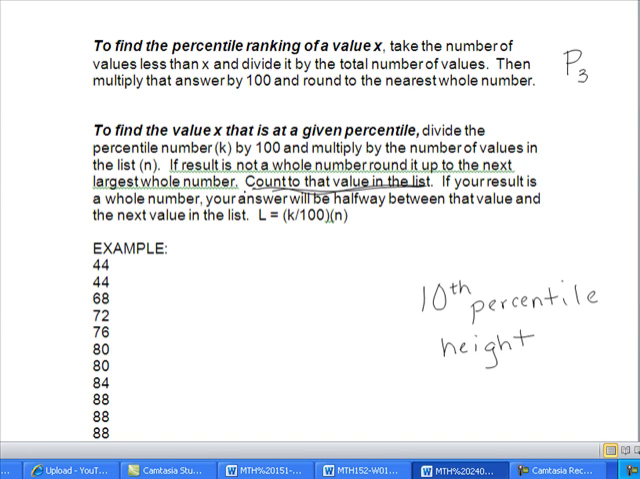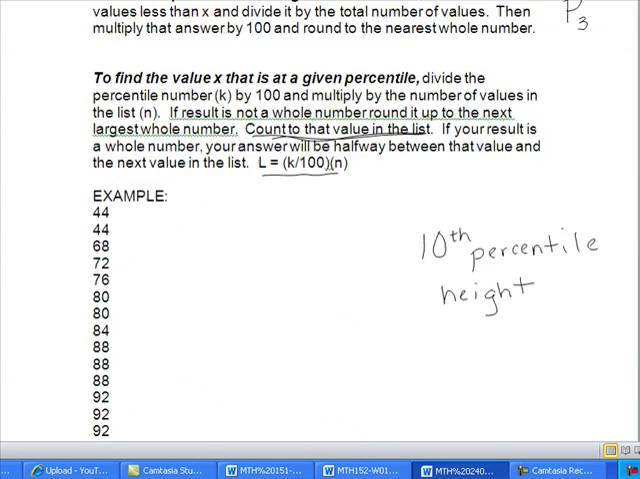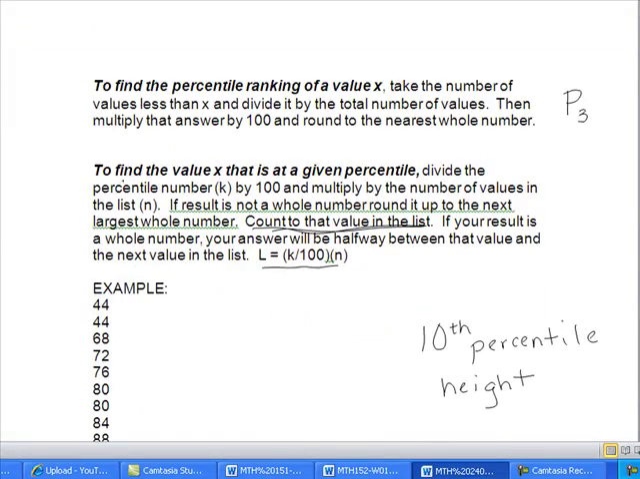And here's our formula. It's called the locator formula. L equals K over 100 times N. So we're going to use that information to answer these questions. Number one is find the 72nd percentile. Okay, so that's this type of problem. That means we want to do this. So we're to find P sub 72.